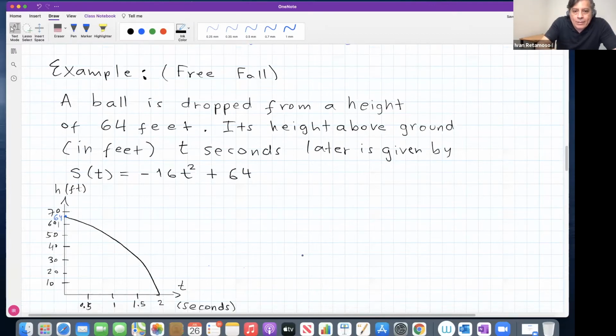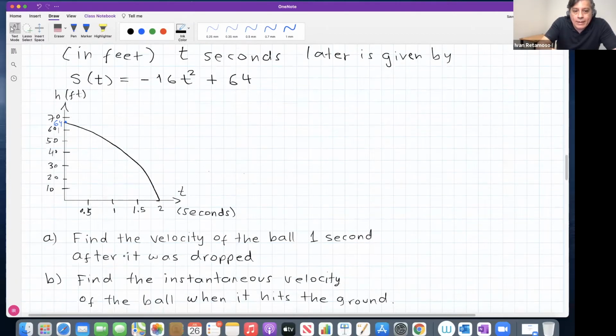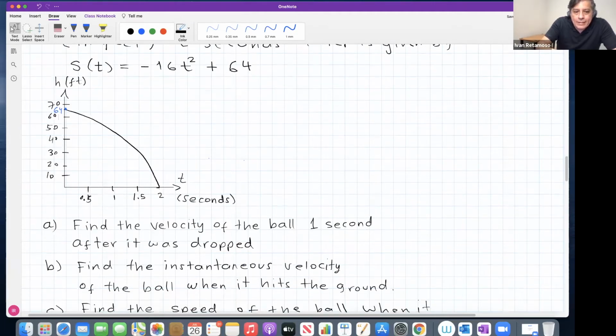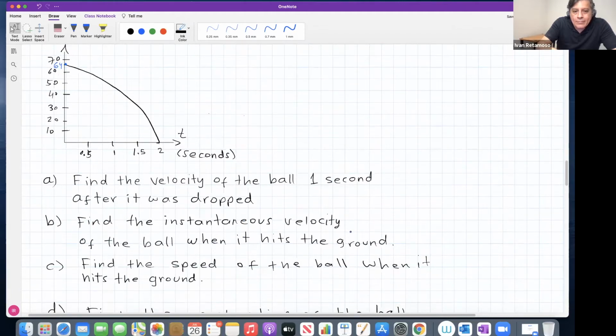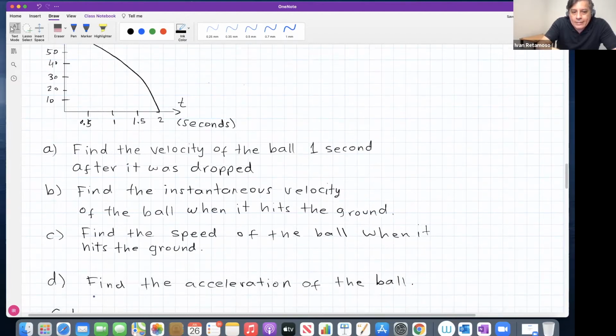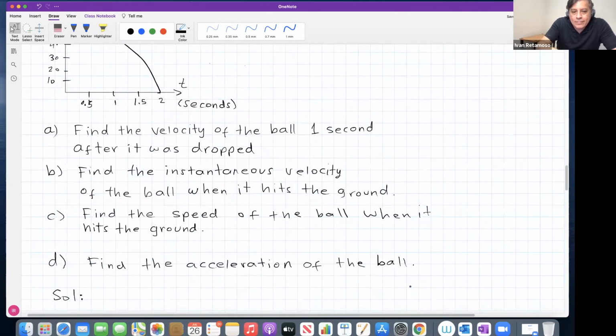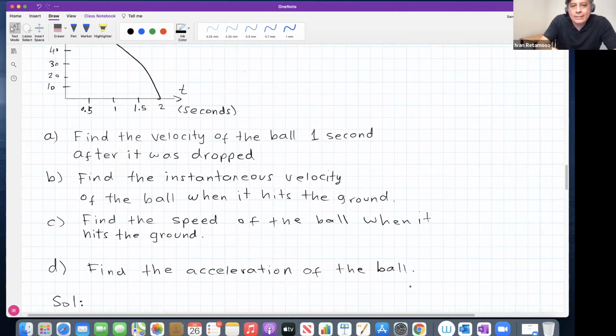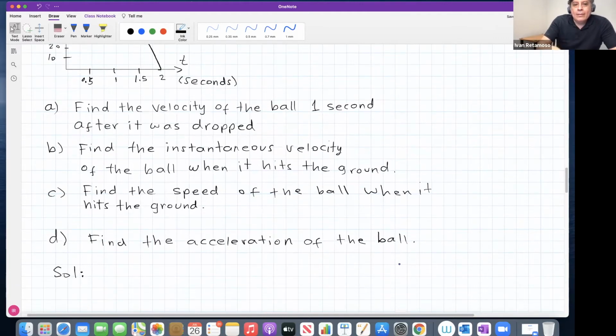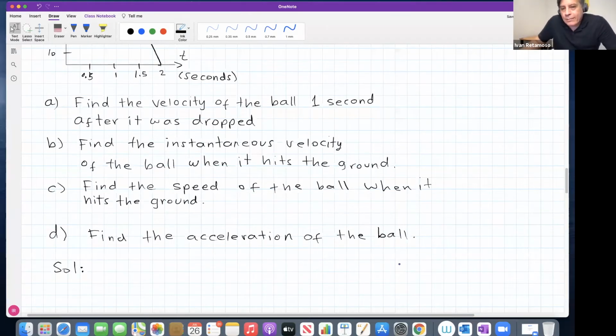So, 4 questions here. First question, find the velocity of the ball 1 second after it was dropped. Second question, find the instantaneous velocity of the ball when it hits the ground. Third question, find the speed of the ball when it hits the ground. D, find the acceleration of the ball. 4 questions to answer. So let's start with the first one.